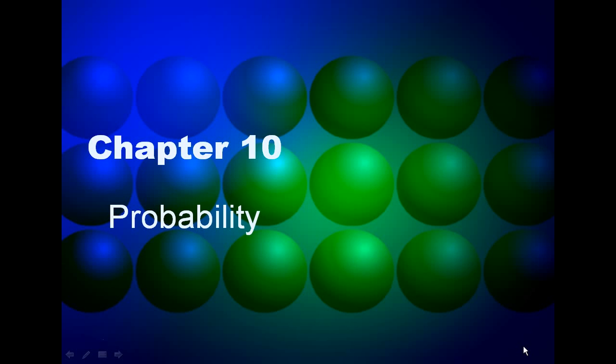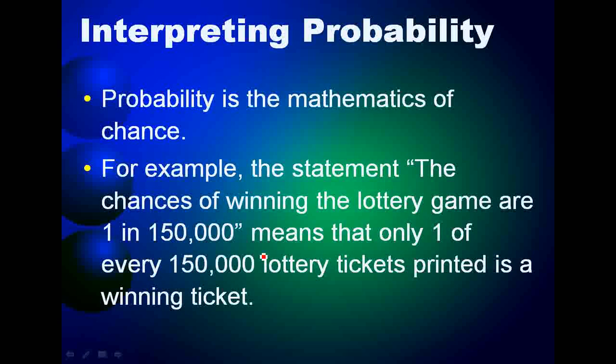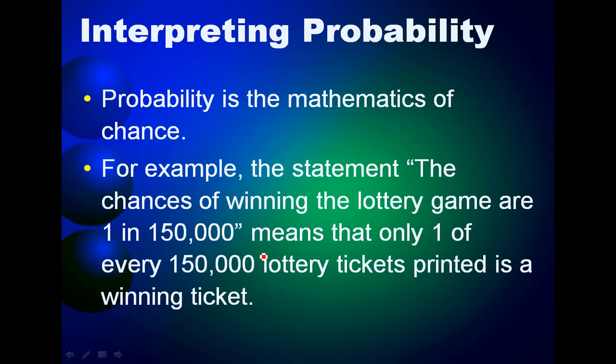Alright, we'll divide section 10.1 into 3 parts, beginning with the interpretation of probability. What does it mean when you say probability? Well, probability is the mathematics of chance. For example, when you're talking about winning a lottery and it says that the chances of winning are 1 in every 150,000 people, that means that if you print 150,000 tickets, one of those tickets is going to be the winner. So if you print 300,000 tickets, that means there would be 2 winners, so on and so forth.